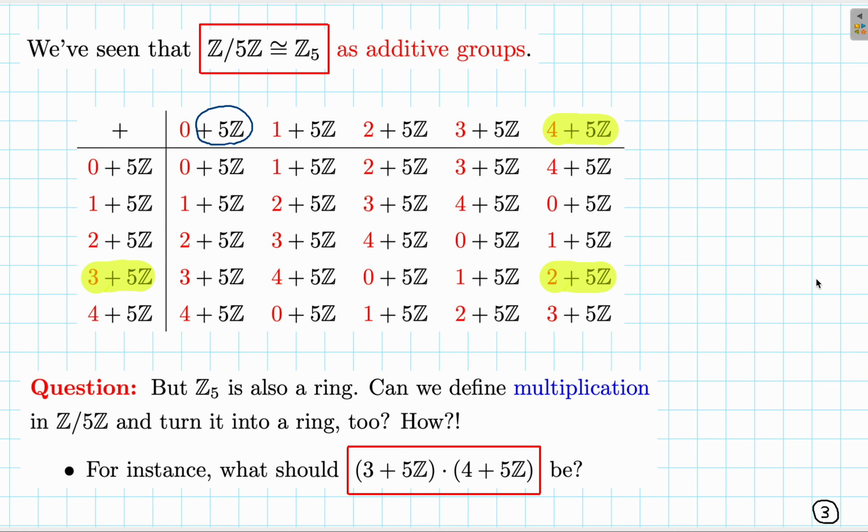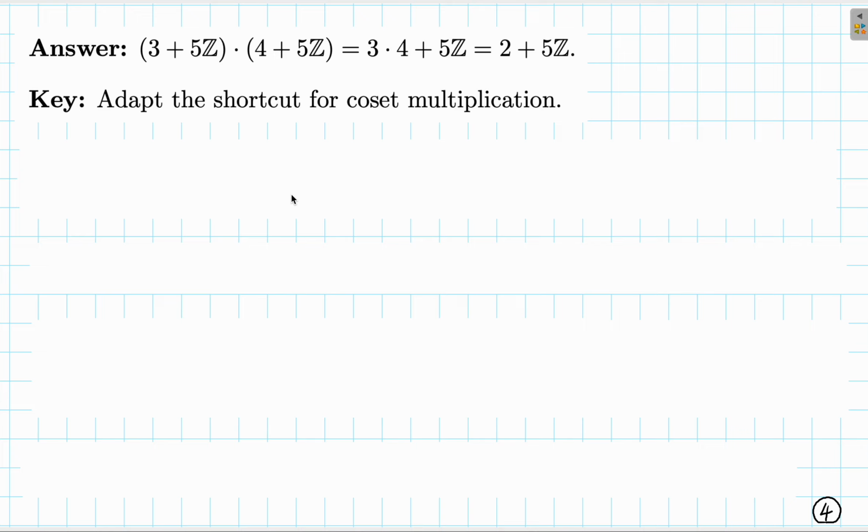But Z5 is a ring where we can also multiply, not just add. So can we define multiplication in Z mod 5Z and turn it into a ring too? For instance, the coset product 3 plus 5Z times 4 plus 5Z. What should that equal? We'll answer this question in the next slide, but you might want to pause the video and think about it on your own first.